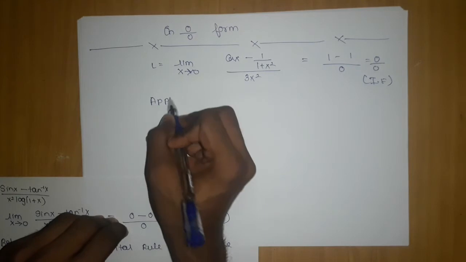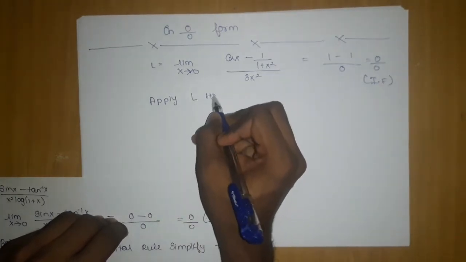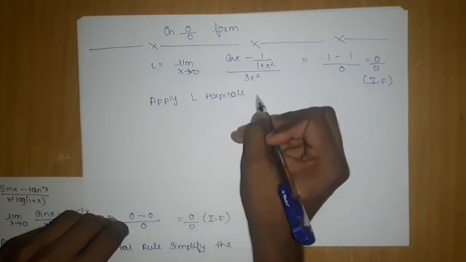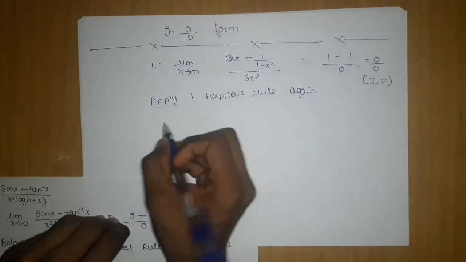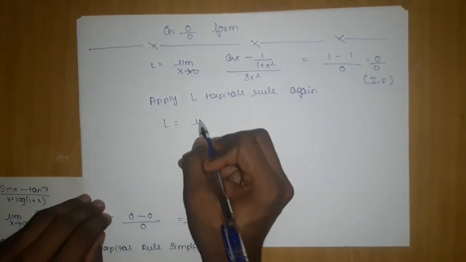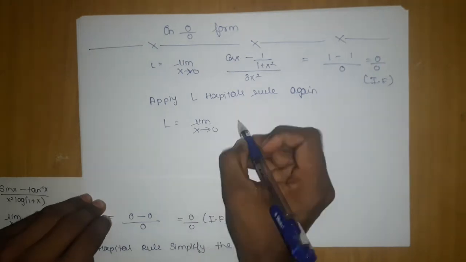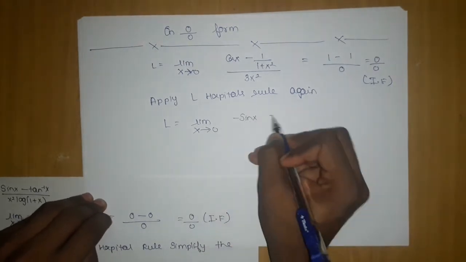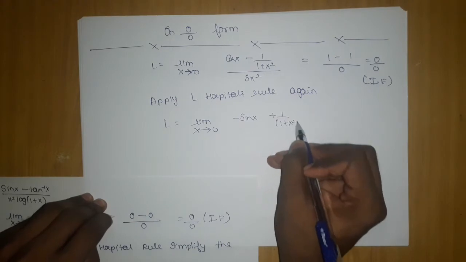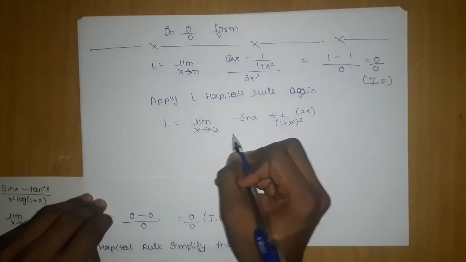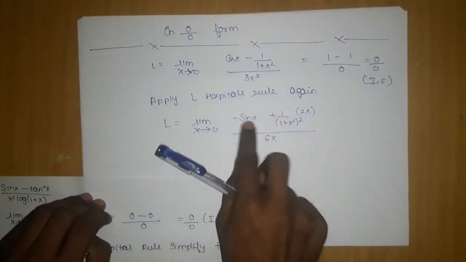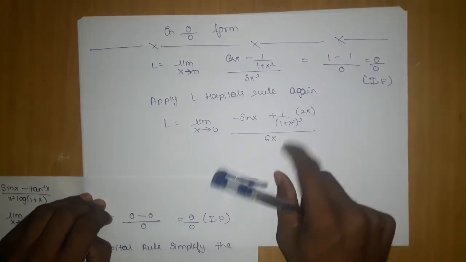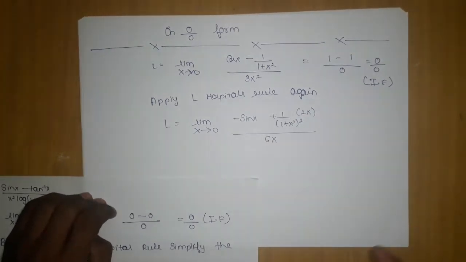Apply L'Hopital's rule again. You will get L equals to limit x tending to 0 minus sin x plus 1 upon 1 plus x square, the whole square into 2x upon 6x. Now just think, if I distribute my x, this sin x upon x and this x will cancel out, 2 upon 1 plus x square, the whole square will be left, which will be a finite number for sure.